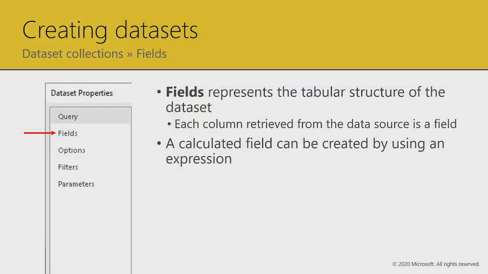Now, the dataset also supports filtering and parameters. The filters are used to filter the data that has been retrieved by Power BI. And the parameters allow injecting filter conditions into the query so that it brings back only the data that the report needs. This is probably better explained with some animations coming in just a short moment. All right, so in the dataset properties page, the fields page represents the tabular structure of your dataset. What's interesting here is expressions have a role to play. That's true. That you can also extend the fields collection by using an expression to create a calculated field.